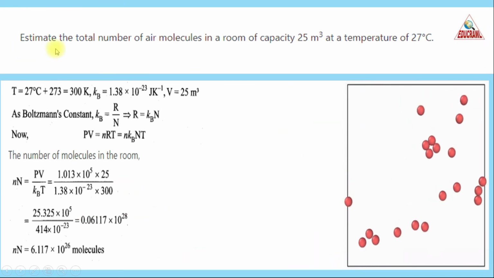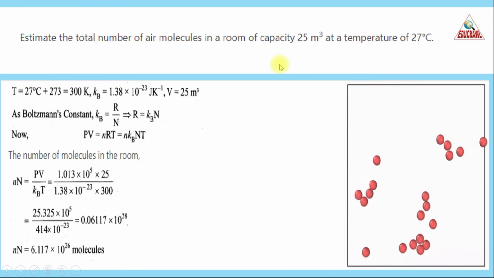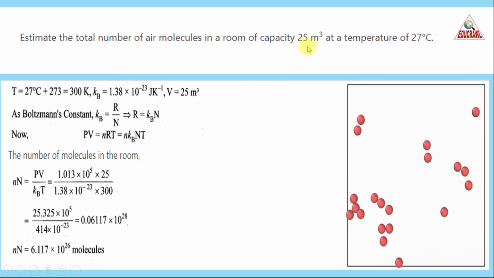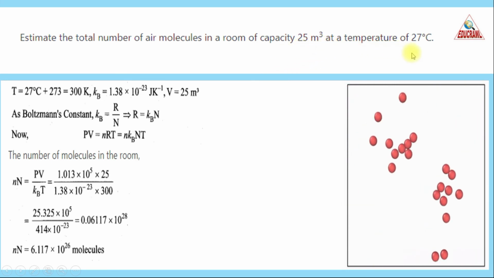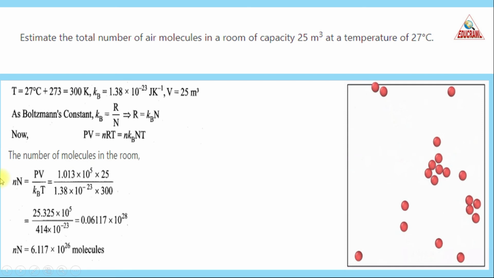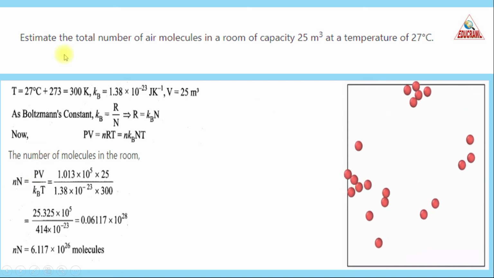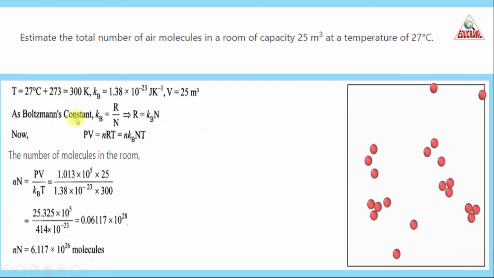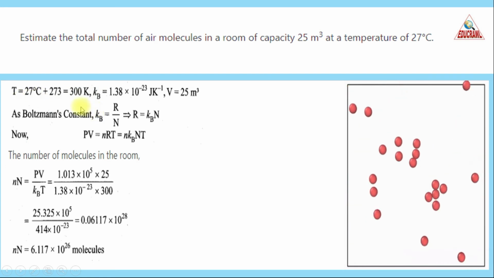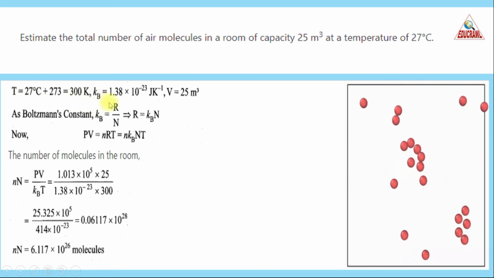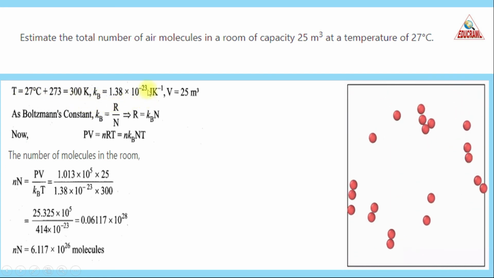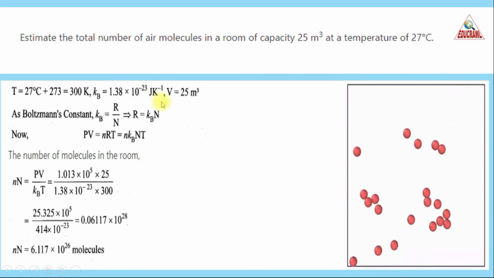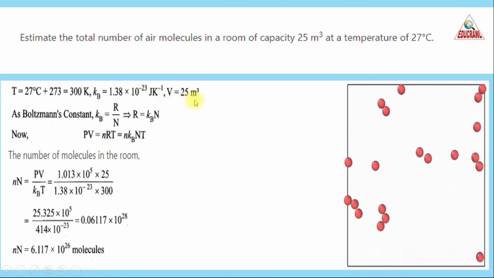The next problem. Estimate the total number of air molecules in a room of capacity 25 meter cube at a temperature of 27 degrees Celsius. So first this value of temperature we will convert it into Kelvin. So we have T as 300 Kelvin, Boltzmann constant as 1.38 into 10 power minus 23 joule per Kelvin, volume is given as 25 meter cube.